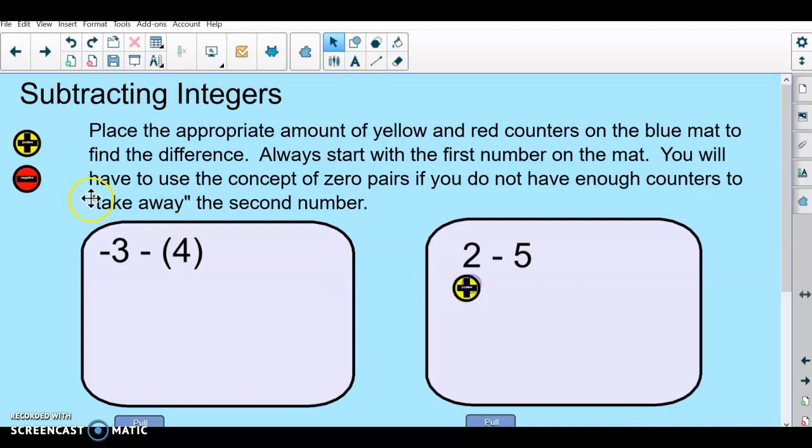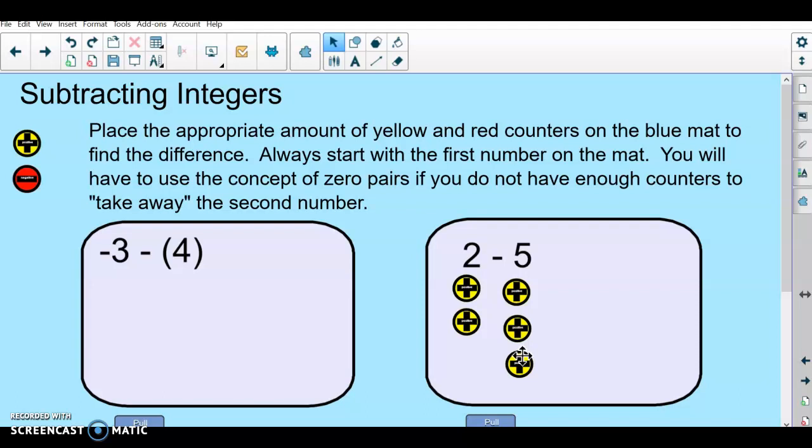So I'm starting with positive 2. So here are my 2 positives. And here I need to take away 5 positives. Well, do I have 5 positives to take away? No, I only have 3 positives to take away. So do I simply just go, oh, well, that's easy. I'm going to add 3 more positives. So now I can take away those 5 positives.